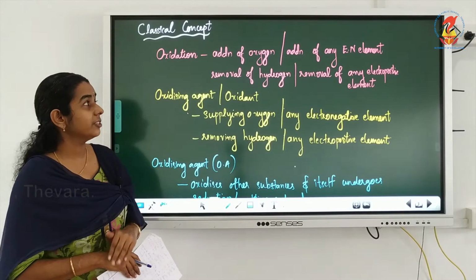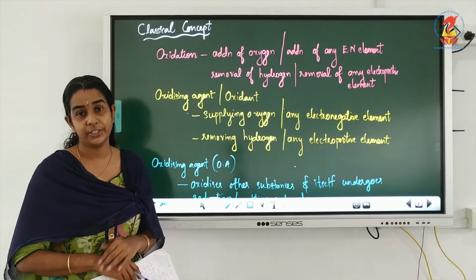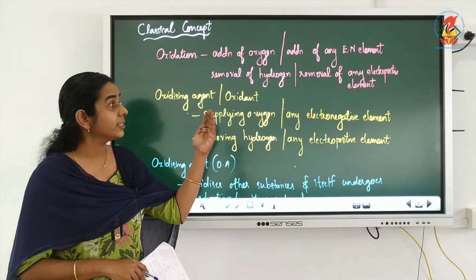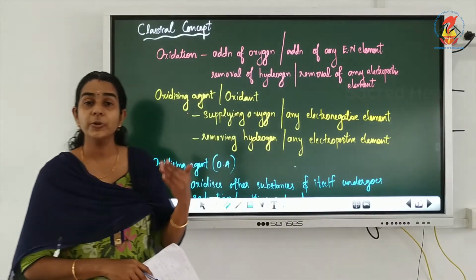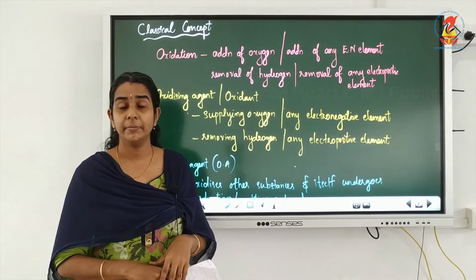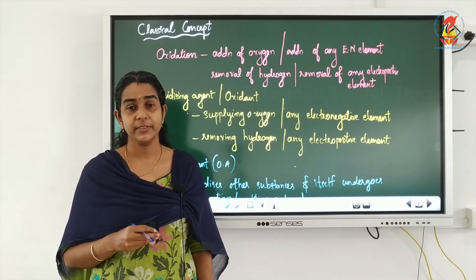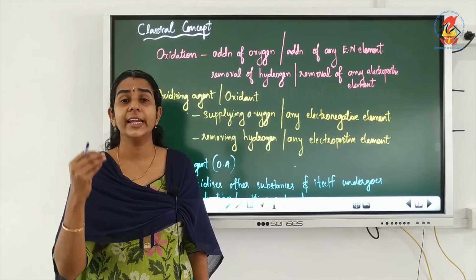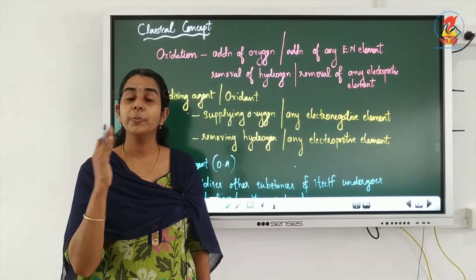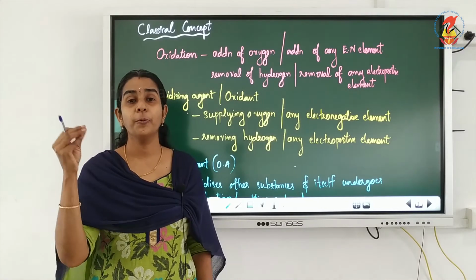So, addition of oxygen or addition of any electronegative element can be considered as oxidation, or removal of hydrogen or removal of any electropositive metal or electropositive element. What do you mean by electropositive element? Electropositive element means the elements which are ready to lose electron. And we know that when an atom or when an element loses electron, it becomes positively charged. So, electropositive element means which are ready to lose electrons and form positive ions.